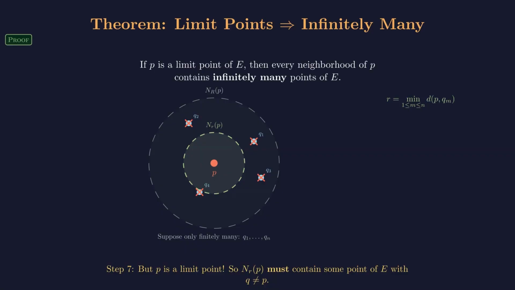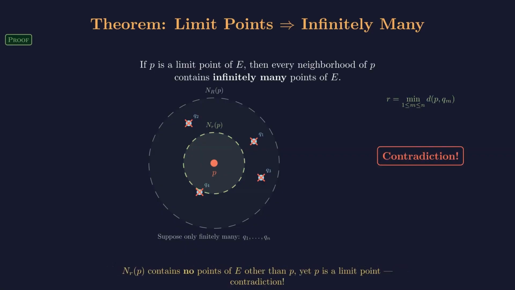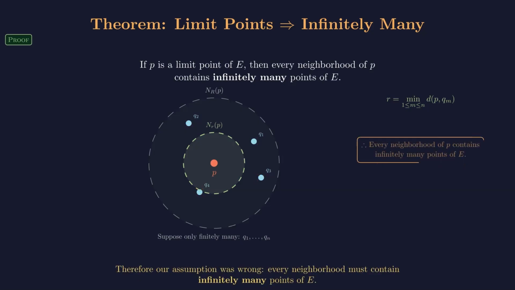But P is a limit point. By definition, every neighborhood of P must contain some point of E different from P. Yet this ball contains none of them. That's a contradiction. Our assumption was wrong. There must be infinitely many.